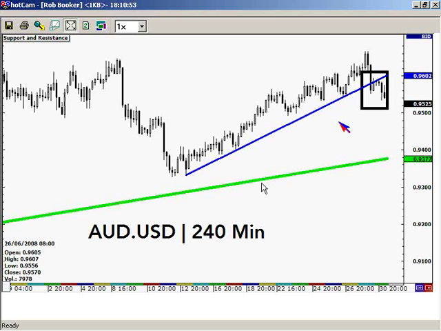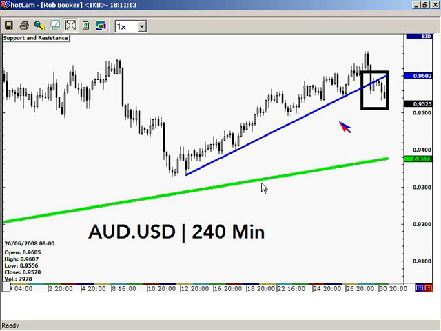Hence, the blog. People often say, well, if you tell everybody about your system, isn't that going to ruin it? And the answer is negatory. I want everybody in the world to sell the Australian dollar with me when it breaks and closes below the blue trend line. Dave, why do we wait for a close below that blue trend line?